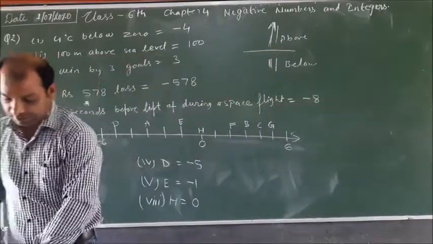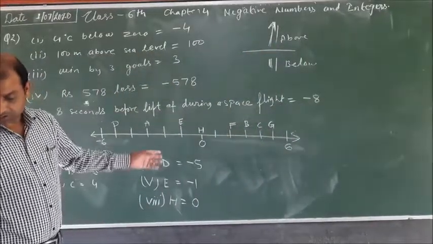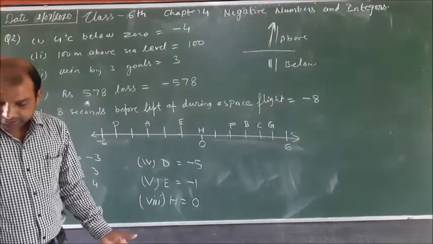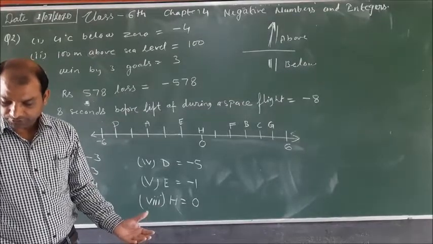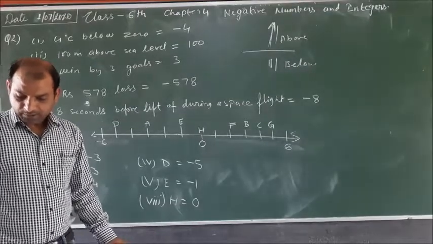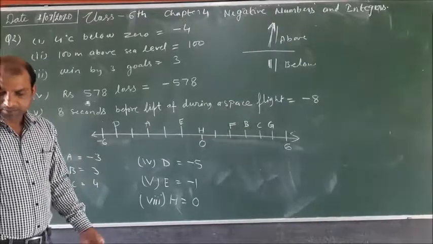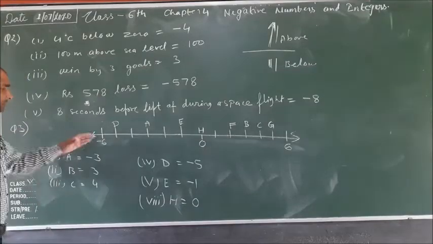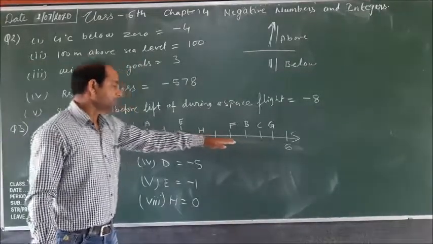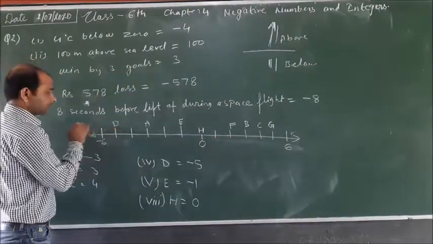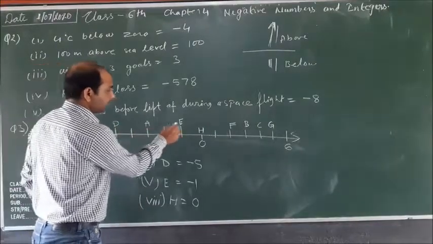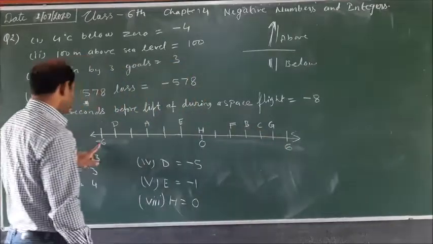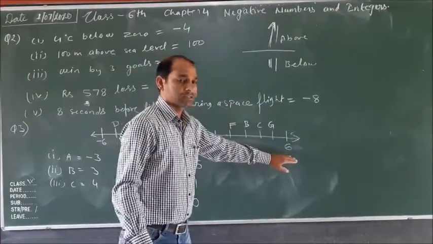Now question number 3. Given below is a number line representing integers. Mark and write the integers corresponding to the following points, and which of the following points represent a pair of opposites. So this is a number line, and in the number line some points are here: D, A, E, H, F, B, C, G. So minus 6 and 6.